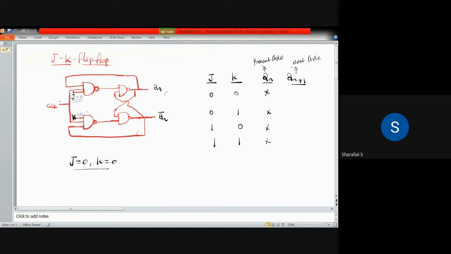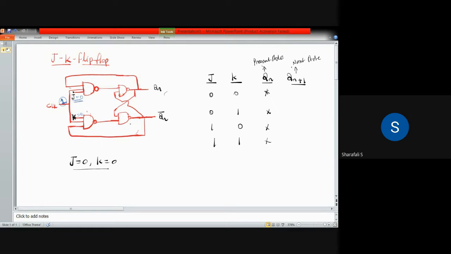Here we are considering the clock as 1. This flip-flop will work only when the clock is in state 1. You might have studied this in the case of the SR flip-flop: when the clock is 1, only then is your flip-flop active. So we are considering clock is 1 and J equal to 0, K equal to 0.